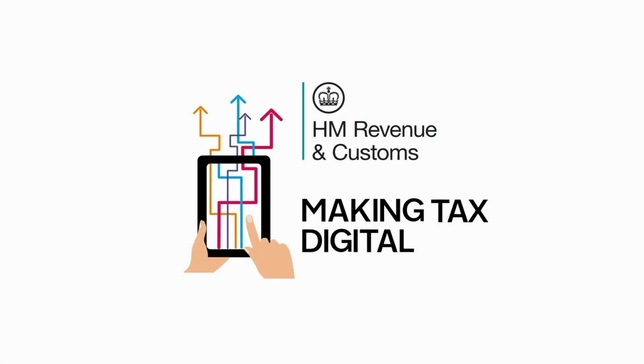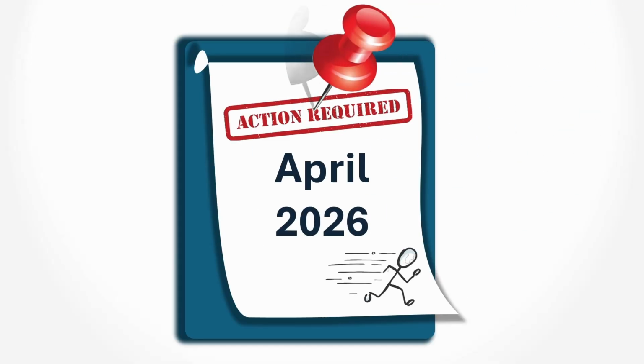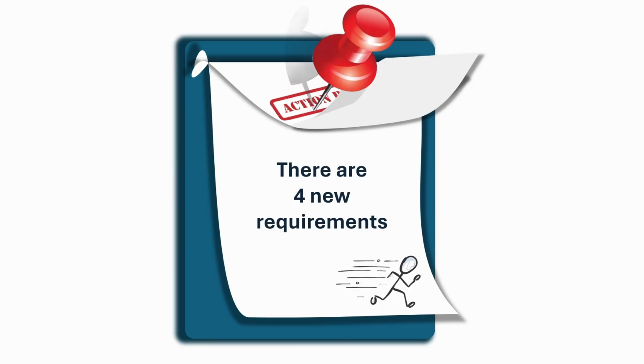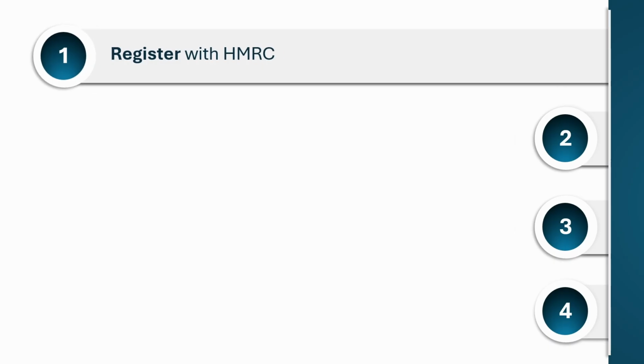Making Tax Digital is the new system for sole traders and landlords to report their income and expenses to HMRC. Based on your income in 2024-25, you are required to comply with Making Tax Digital for income tax. This new system takes effect from April 2026. There are 4 key requirements under the new Making Tax Digital rules that will change how you manage your taxes. You will be required to register for this new system with HMRC.